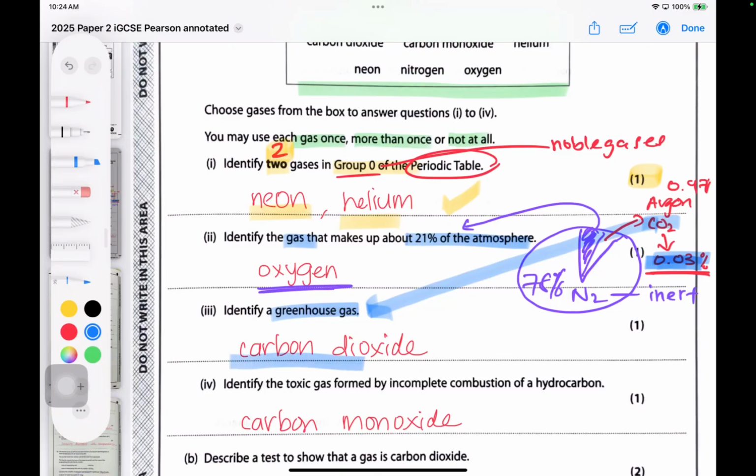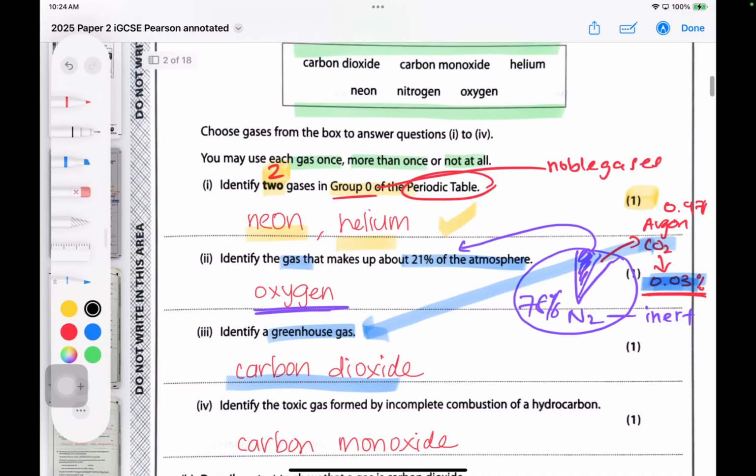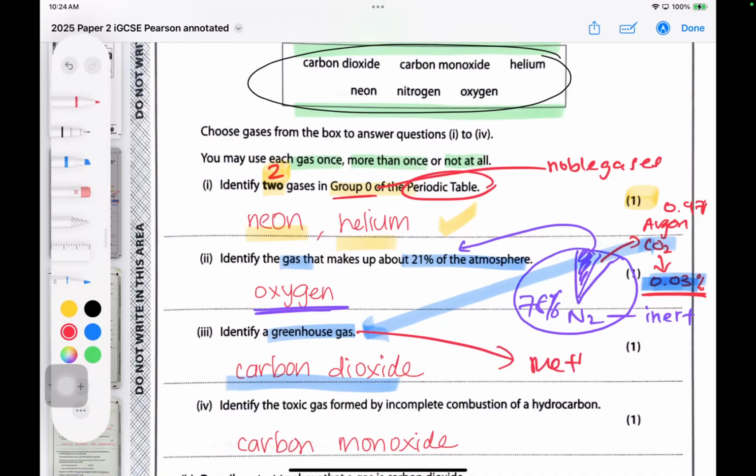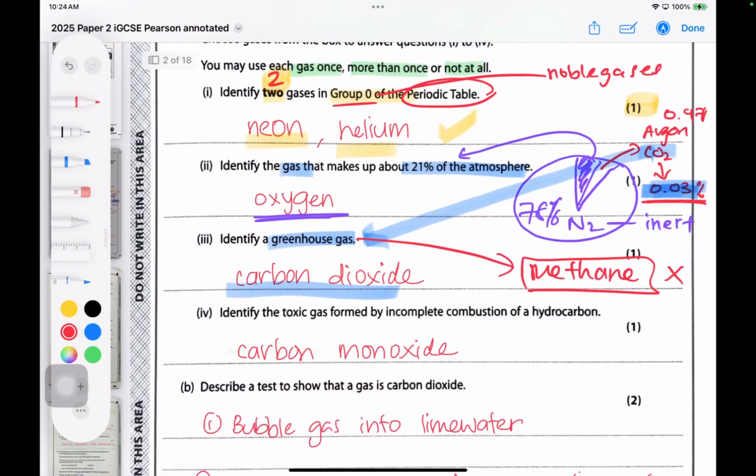Okay, so greenhouse gas is carbon dioxide. Now in this box here, there is another greenhouse gas, which is actually our methane. It's not given in the box, so you are not allowed to propose methane in this answer. Okay, but just to let you know, methane is the other one.